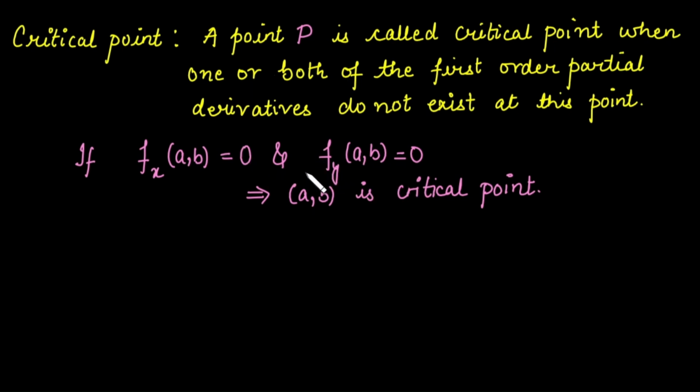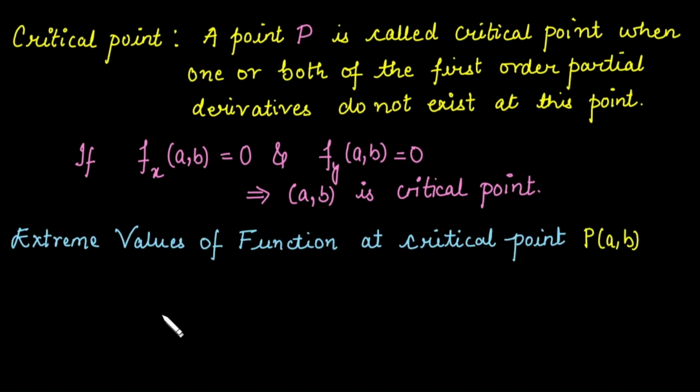After calculating the critical point, we can identify whether at that point the function value is a minimum, maximum or saddle point using the second order partial derivative test. Now how to apply it? So first thing we need to calculate the second order partial derivatives. That is, first we need to calculate these three terms, that is r, s, t.